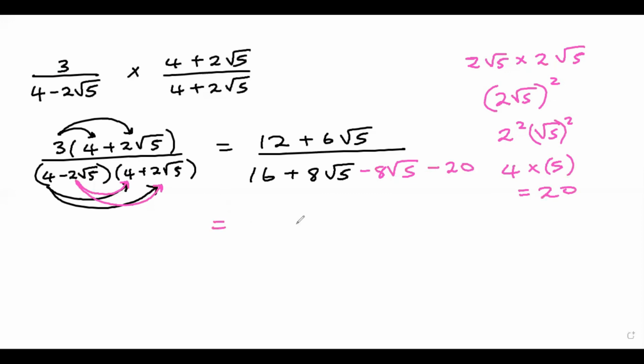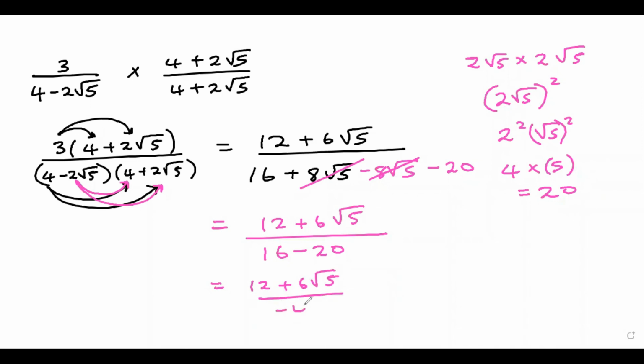So I have 12 plus 6 root 5 over, this cancels this, so it will be 16 minus 20. So it will be 12 plus 6 root 5 over minus 4. So we can simplify that and realize that 2 would be common.